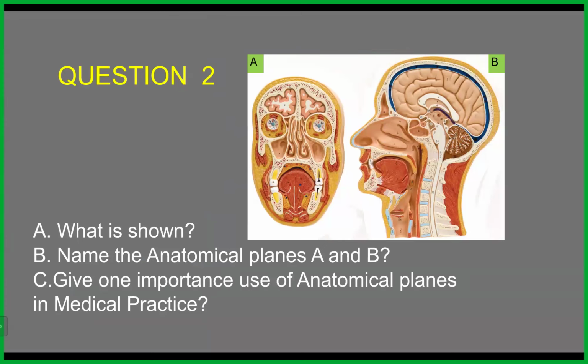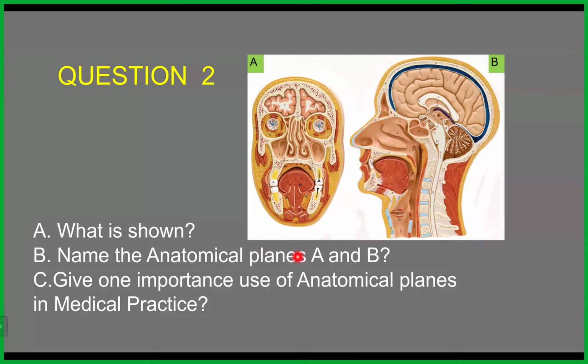Question 2, what is shown? So you have to examine the pictures here, and you can see that we are looking at a section of the head in different planes. In plane A, the head has been divided into a front part and a back part. And in plane B, the head and the neck have been divided into a left part and a right part. So what is shown? It's a section of the head in different planes.